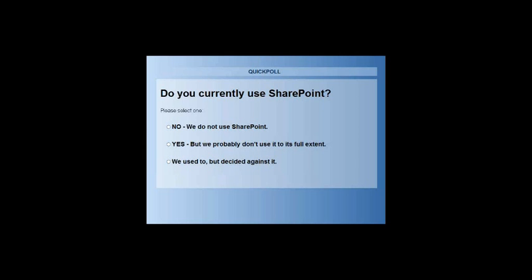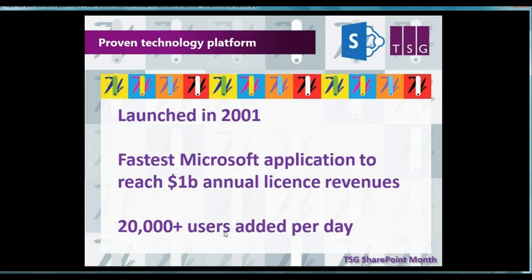Okay, so let's move on. That's an interesting start. So a little bit about SharePoint, where it's evolved from, etc. SharePoint was actually launched in 2001 by Microsoft, and it's now in its 5th version. And it was actually Microsoft's fastest application to reach 1 billion annual license revenues. That's quite a staggering figure.